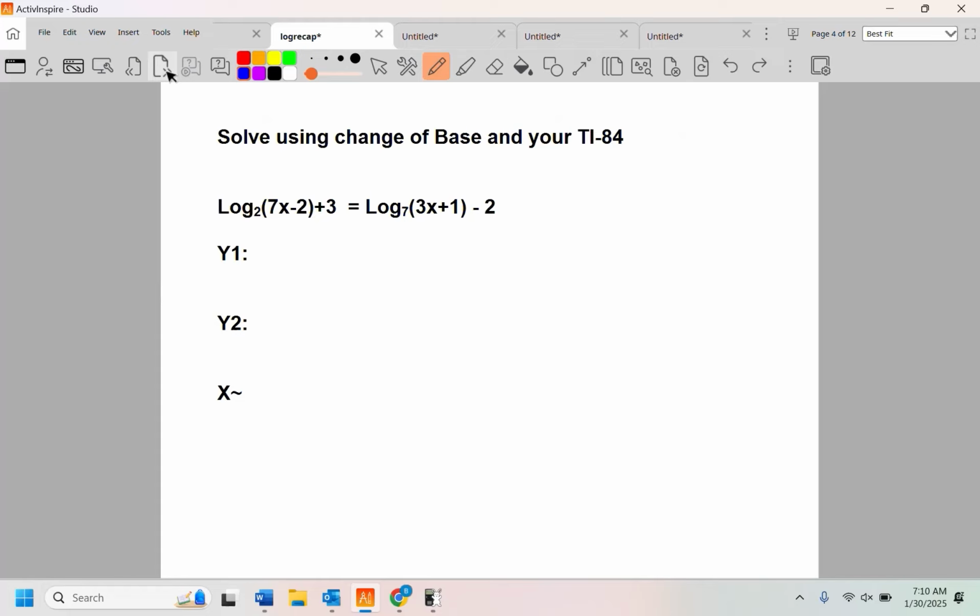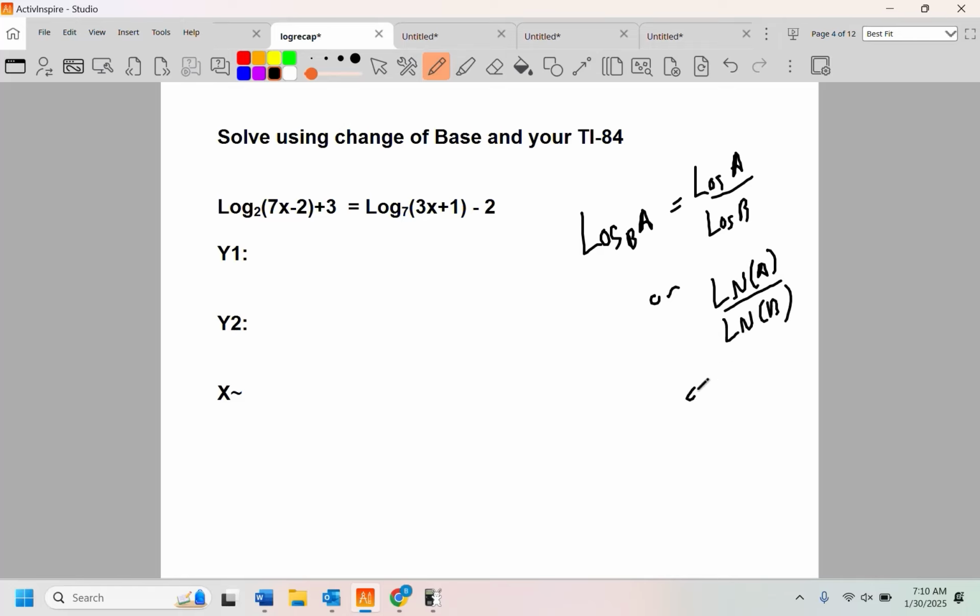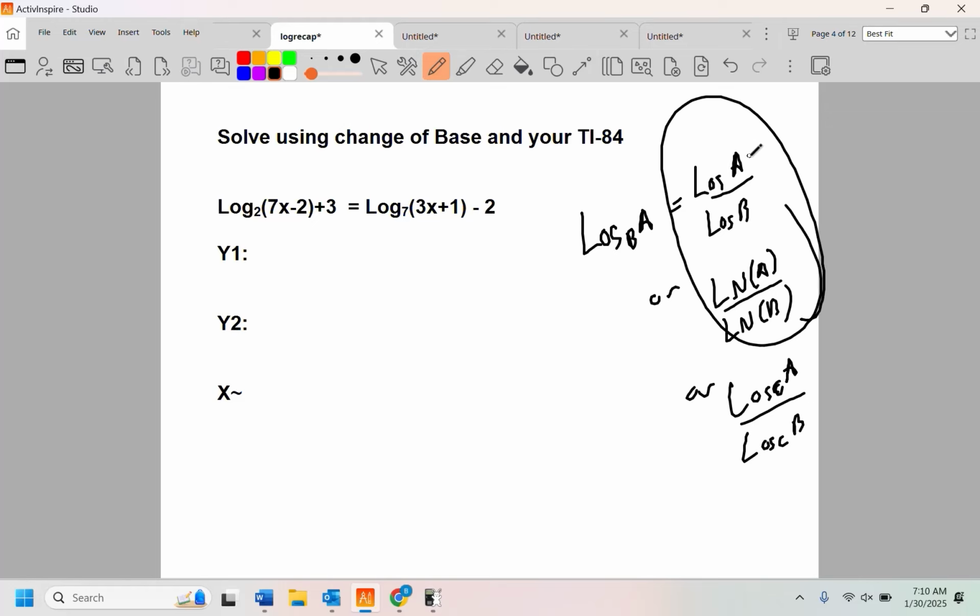Solve using change of base and your TI-84. Change of base is something that I wish everybody would get. I think we're probably at around 70% when I'm making this video. Log base b of a can be rewritten as log of a over log of b, or ln of a over ln of b. Or you can choose a base, which we don't do too often. That'd be a little c, log base c if I'm chosen b. We do one of these two because those are the ones that exist on our TI-84. That's why we do them.